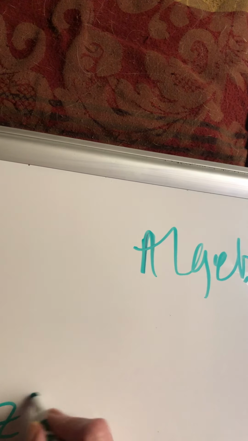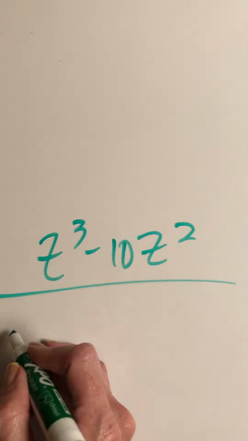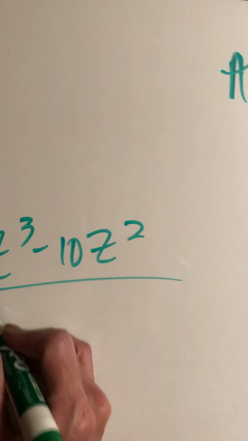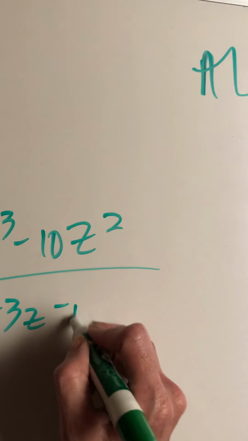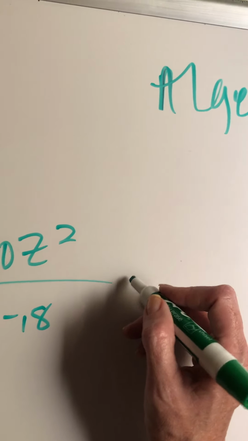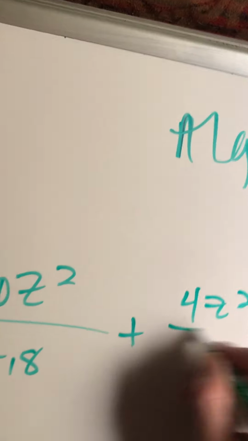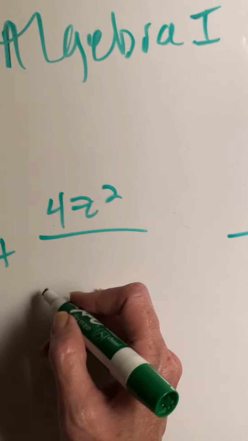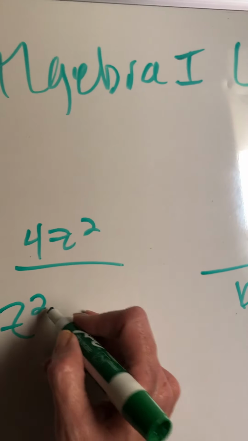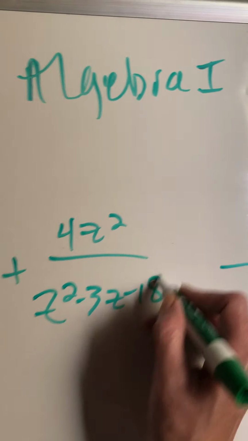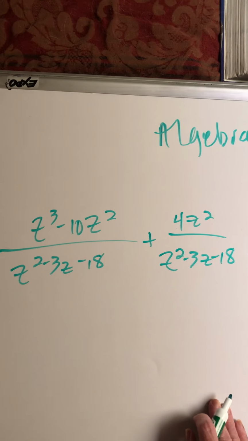Okay, let's try another one like that, where we have a big factorable denominator. This is z cubed minus 10z squared, and my denominator is z squared minus 3z minus 18. I am adding 4z squared. My denominator is still z squared minus 3z minus 18. So there's the problem right there.